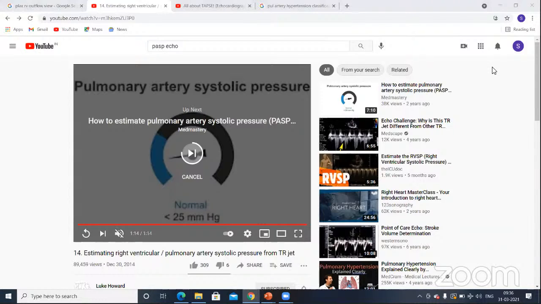Then the plateau pressures must be noted. We know plateau pressure should always be less than 30. Okay, that's a part in the ventilation part. Now next, the RV function. A, B, C. So we talked about A, B. Now go to the C. The RV function.